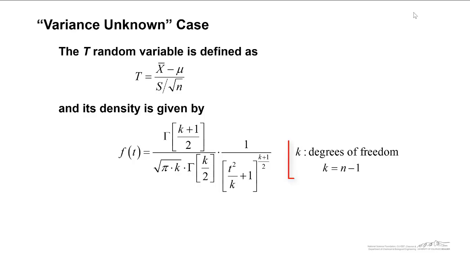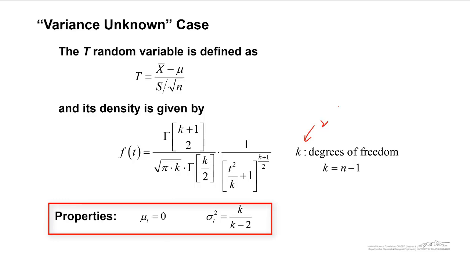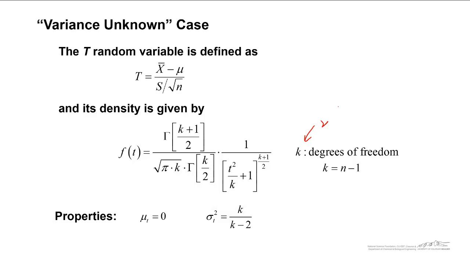We also have degrees of freedom, which really distinguishes the t-distribution from the normal distribution. In general, if we have n number of samples, then we have n minus 1, or k, degrees of freedom. A lot of times, instead of k, we're going to refer to this as Greek letter nu. The properties of the t-distribution: the mean is 0, so it's similar to the standard normal distribution, and the variance is k divided by k minus 2. As k increases, the variance gets closer to 1.